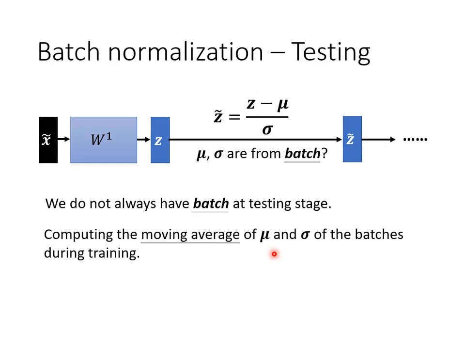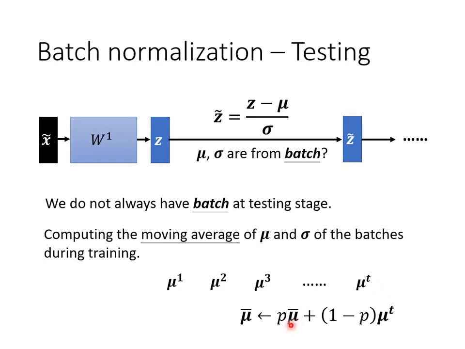How does PyTorch handle this? During training, if you are doing batch normalization, it will calculate the moving average of mu and sigma calculated in each batch. What does that mean? Every time you take a batch out, you will calculate mu1. When you take the second batch out, you calculate mu2. When you take the tth batch out, you calculate mu-t. Then, you will calculate a moving average.